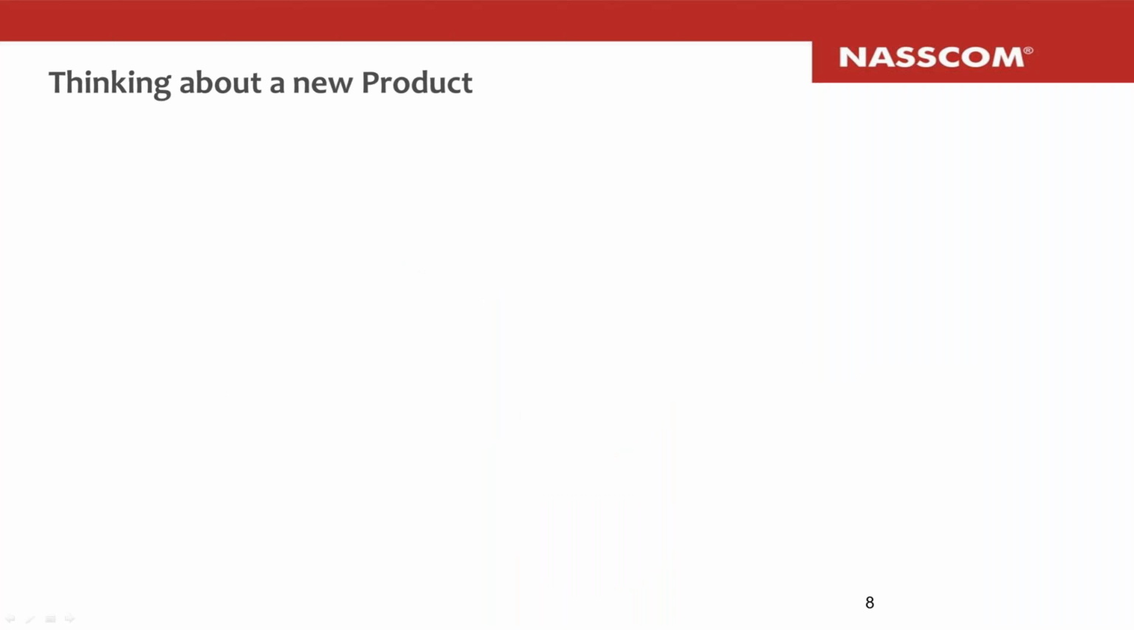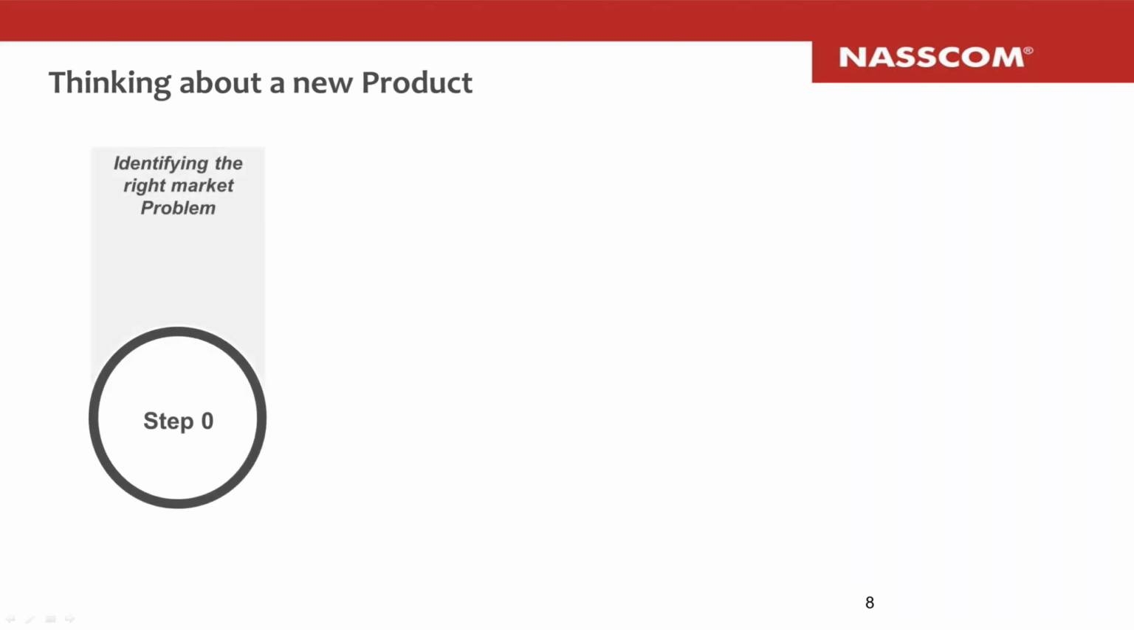Again, moving towards the first one, thinking about a new product. So when we talk about this concept, step 0 remains the most important. It is all about identifying the right market problem. Now, this one is core and non-negotiable for any context whatsoever. You cannot start with a solution and then try to fit it in a problem. Let's take the reference of Dunzo here.